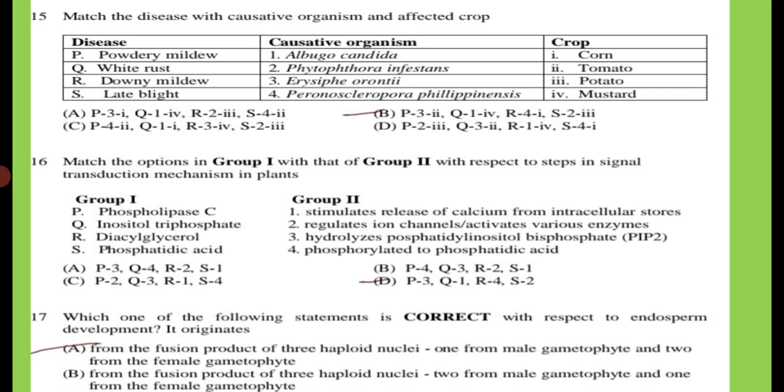Hydrolysis of phosphatidic acid gives rise to one molecule of glycerol, one molecule of phosphoric acid, and two molecules of fatty acids. Phosphatidic acid contributes about 0.25% of phospholipids in a bilayer. So S from group 1 matches to the second point in group 2, stimulate ion channels or activate various enzymes. So for question number 16, option D is the correct option.